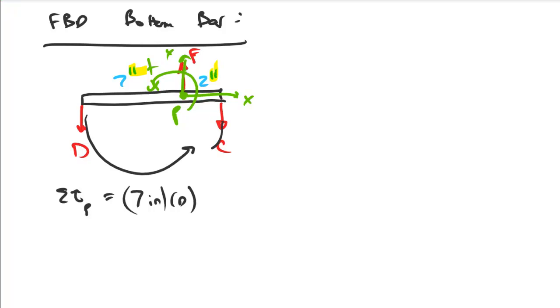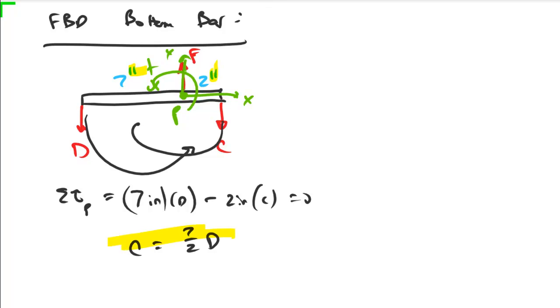And then this is going to be clockwise, so minus 2 inches times C equals 0, right? And I get this relationship here. I can say that C is equal to 7 halves of D. So at least I know, I don't know what C or D are, but at least I know the relationship between them. And that's a start, right?